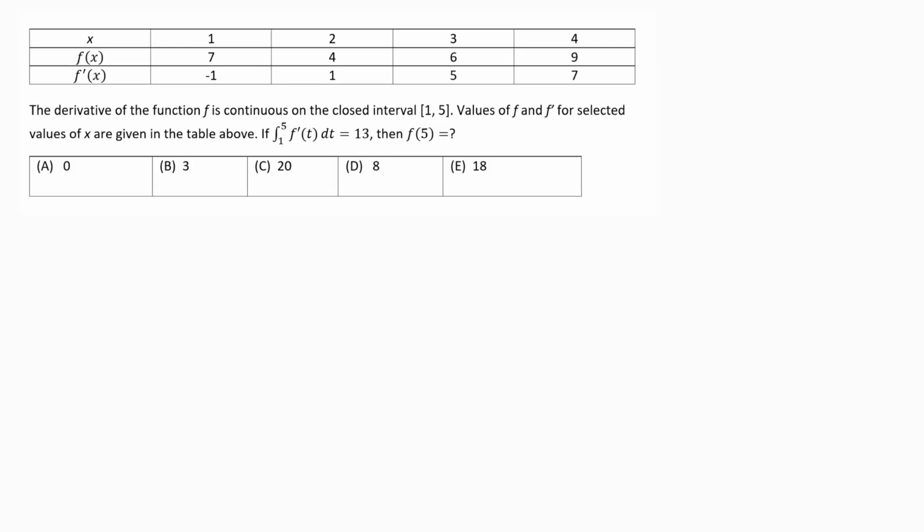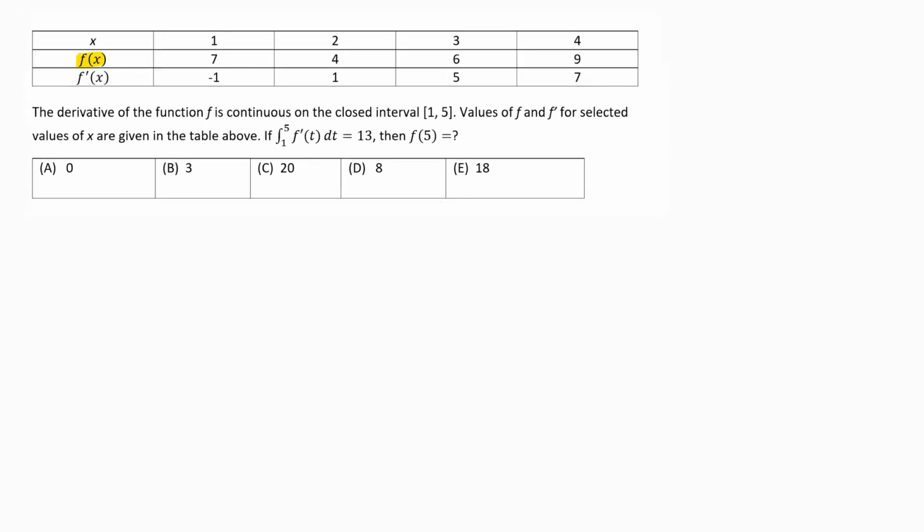In this example, we're being given a table of values, and that table includes values for the original function f of x and the derivative f prime of x. Then they're going to tell us some information about what the definite integral value is from 1 to 5 of our equation. And they want us to go ahead and be able to, from that info, determine what is the actual value of f of 5. You'll notice that f of 5 is conveniently missing from our table over here.